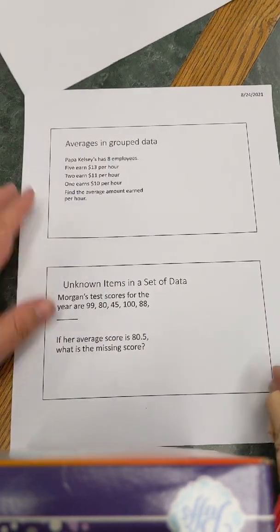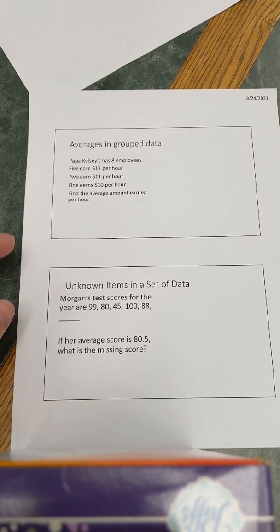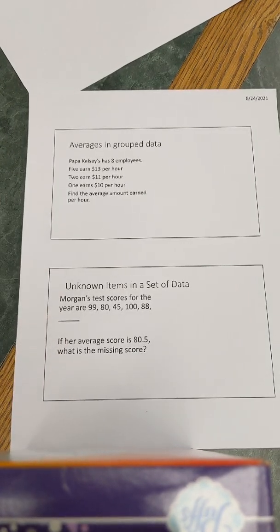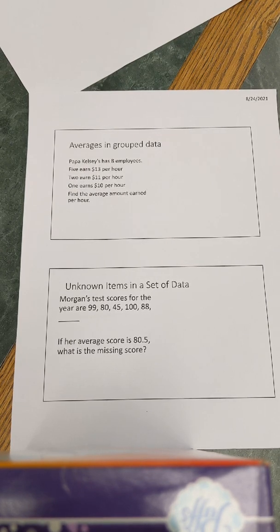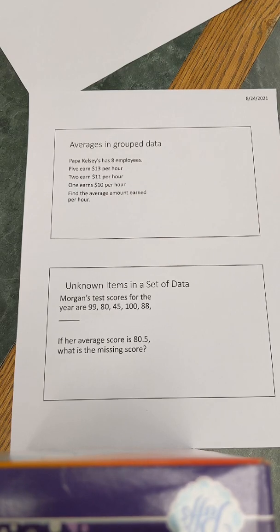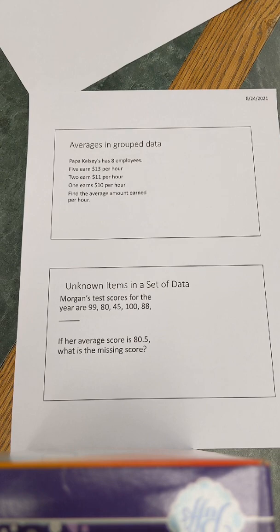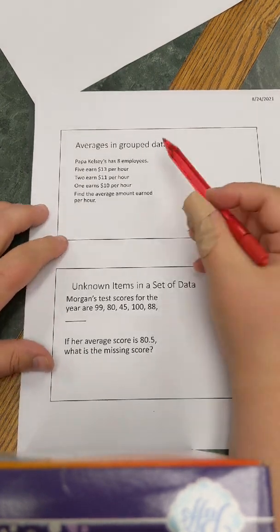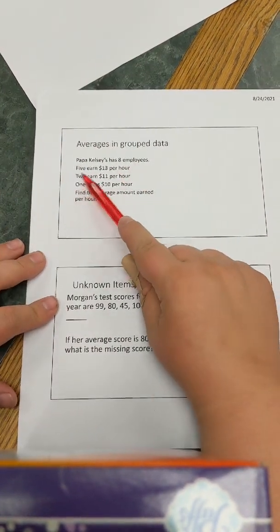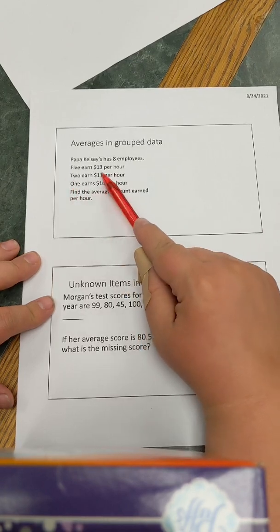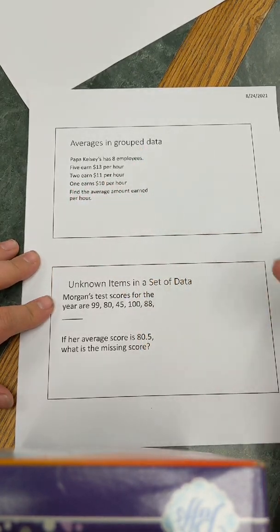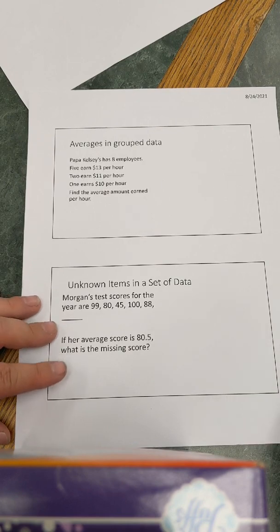Okay, so next, averages of grouped data. With this one, please remember that I am just making things up. These are not real things. I just picked Papa Kelsey's or whatever. So don't go to Papa Kelsey's and be like, why is everyone making different amounts? It's not true stuff. Okay, so it says Papa Kelsey's has 8 employees. 5 earn 13, 2 earn 11, and 1 earns 10 per hour. Find the average amount earned per hour.